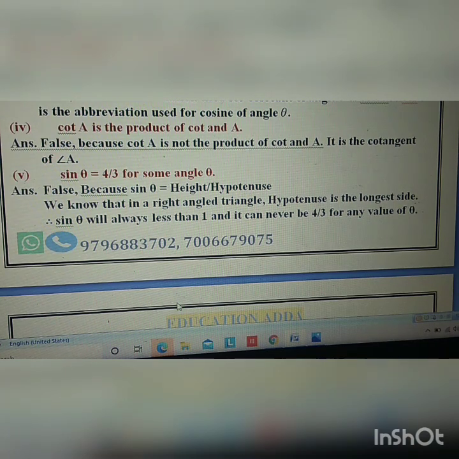So students, this is the first exercise of introduction to trigonometry. In the next videos we will discuss the next chapters, next exercises, next concepts.